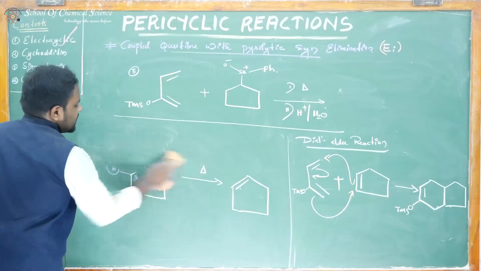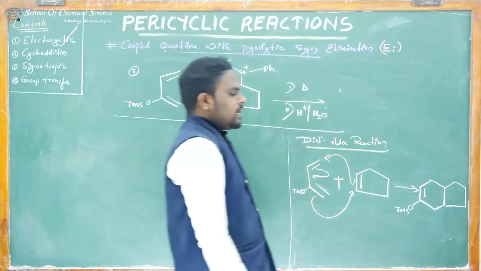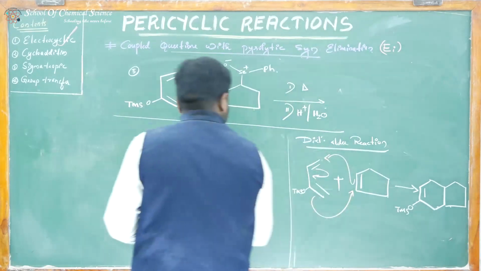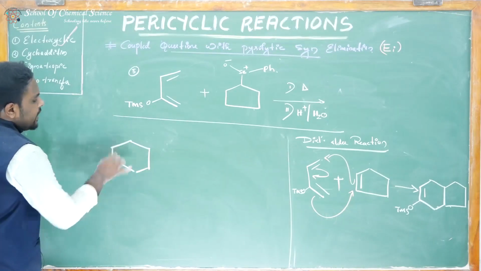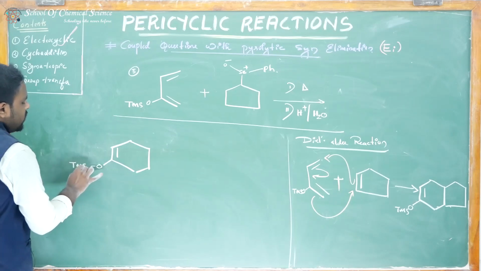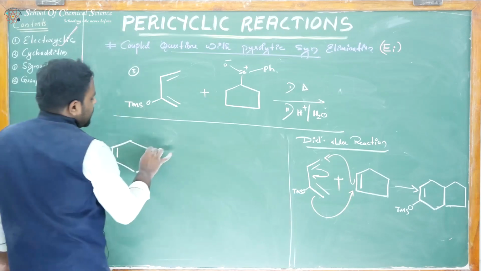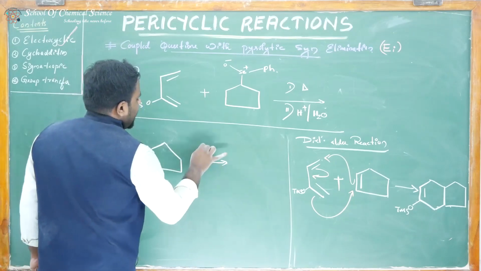Then one more step is given: hydrolysis of the product. What is the product formed now? A 6-membered ring. Here a pi bond. Here OTMS. Then a portion of the 5-membered ring undergoes hydrolysis.